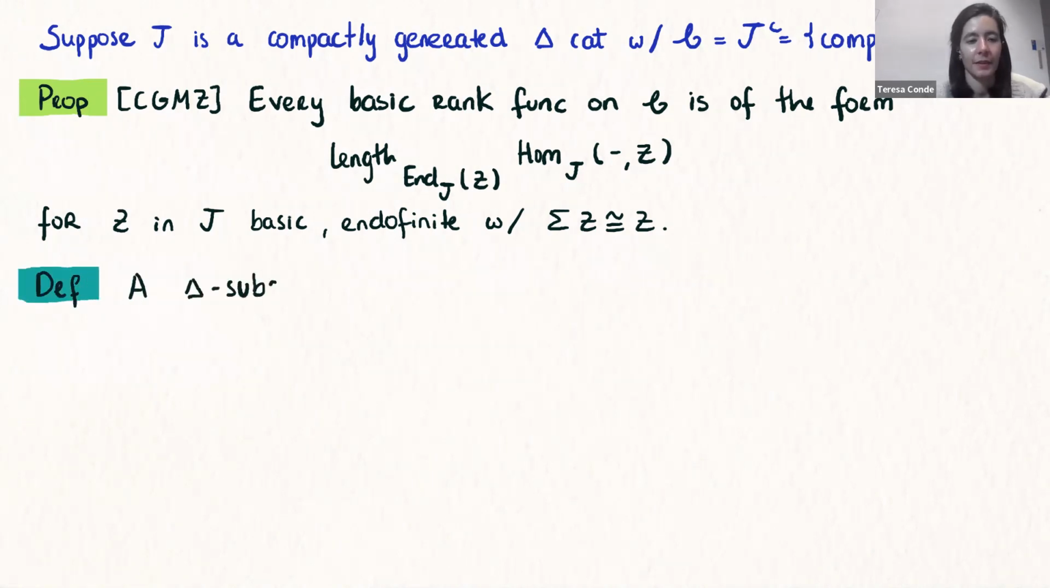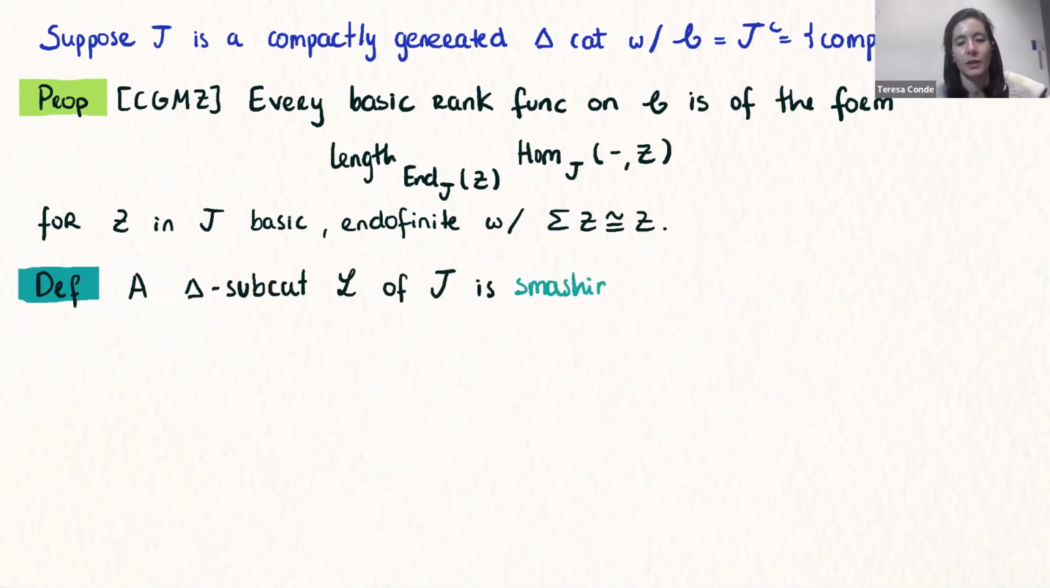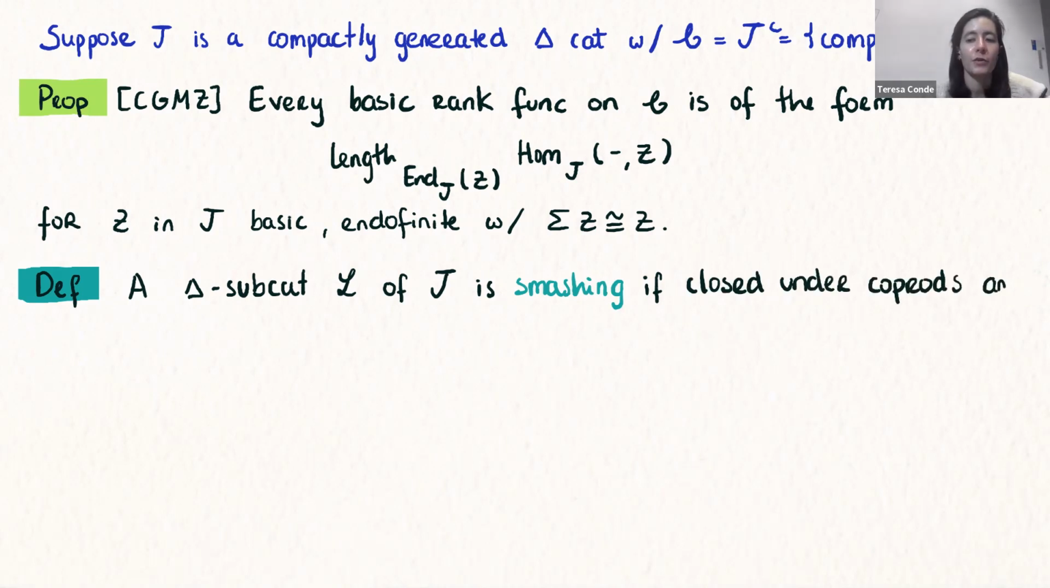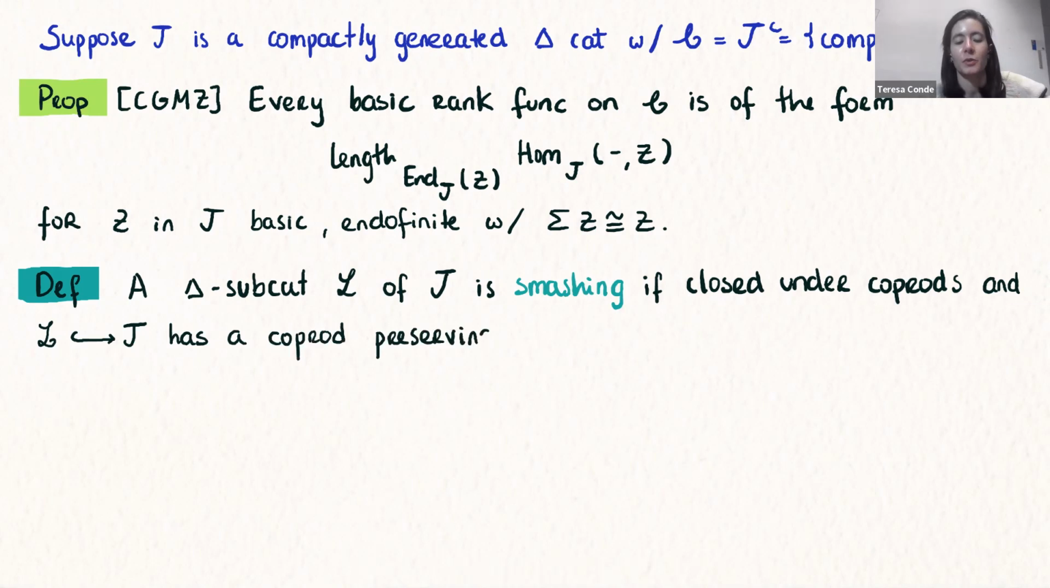Now, for the next result, we need to introduce the notion of a smashing subcategory. A triangulated subcategory L of T is said to be smashing if it is closed under arbitrary coproducts, and if, moreover, the inclusion functor of L into T has a right adjoint which preserves coproducts. So that's what it means to be smashing.